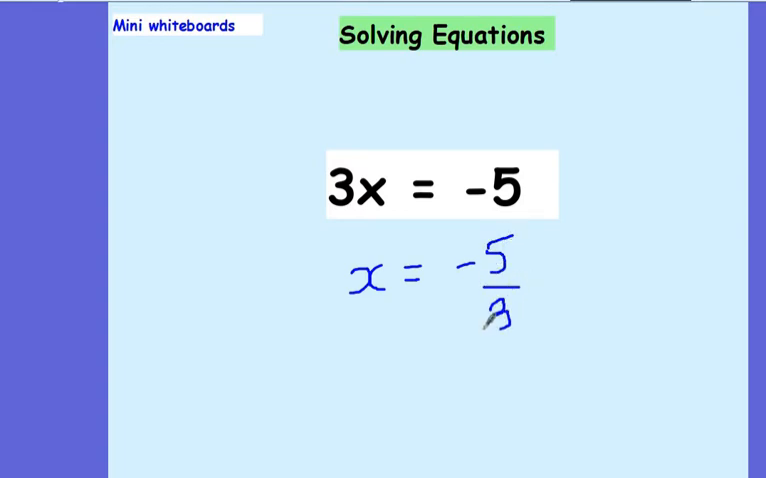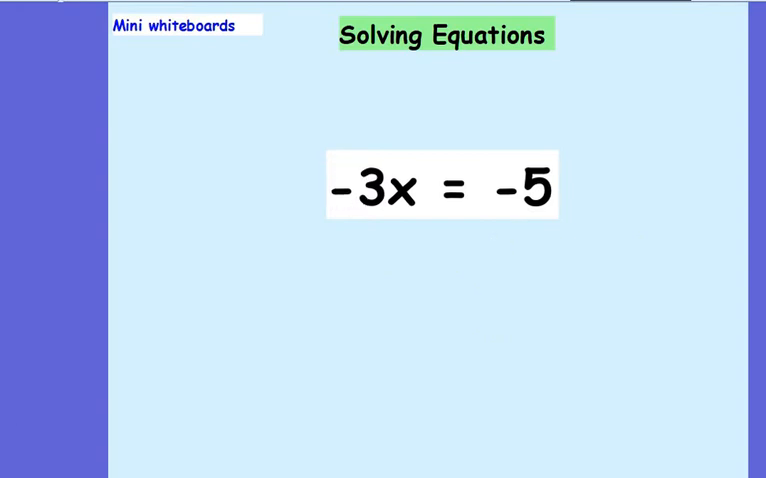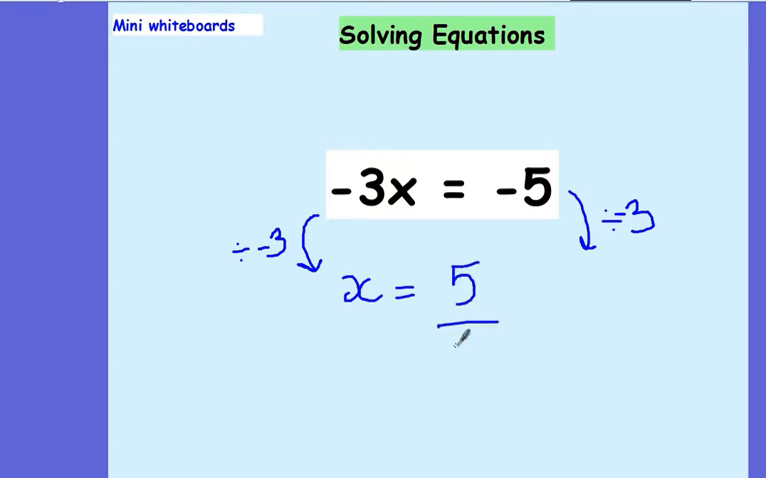I could write that as a mixed number, couldn't I, Jonas? That would give me negative 1 and 2/3. Either answer would be correct. How about now? What are you going to do? Okay, this time we want to divide both sides by negative 3 to give me x on its own. Negative 5 divided by negative 3. What's a negative divided by a negative, Lily May? It gives us a positive, exactly. So if I divide both sides by negative 3, I get positive 5 over 3.